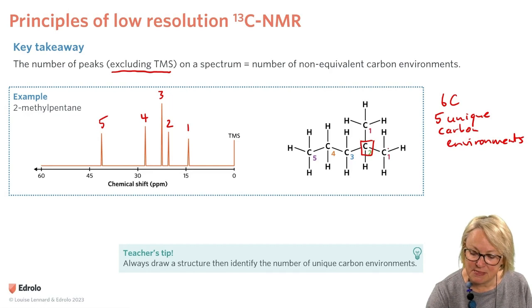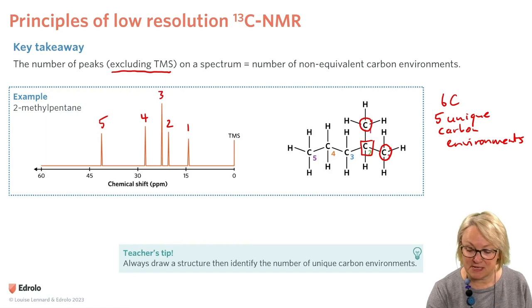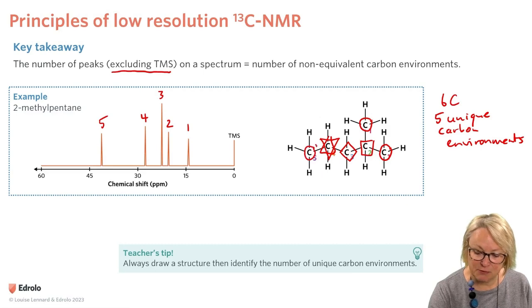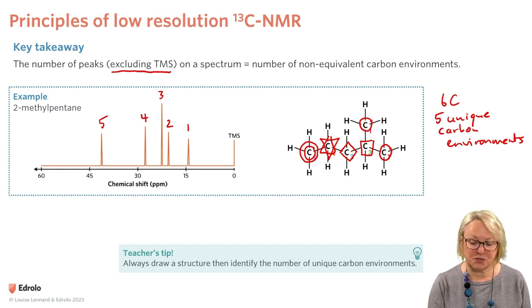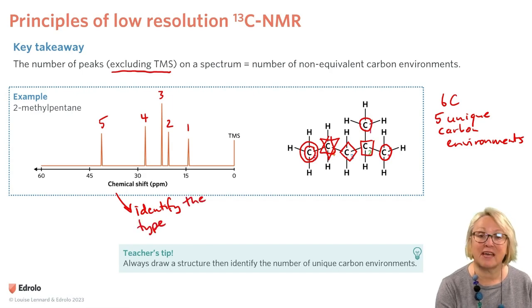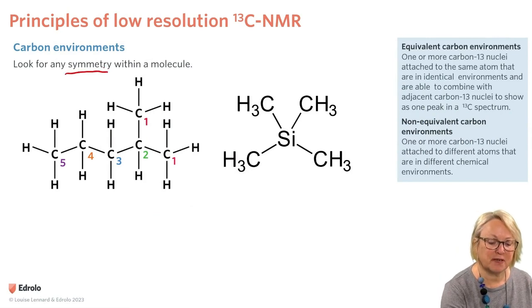Just looking at the carbons, so the circular carbons are in the same environment. The square carbon is in a unique environment. Then I can draw a diamond for carbon 3. I can draw a star for carbon 4, and I'll make a double circle for carbon 5. So that's showing 5 different carbon environments. Then what we need to do is use the chemical shifts to identify the type of carbon environment by matching that to the data book. So the first thing to do is look for any symmetry within a molecule.